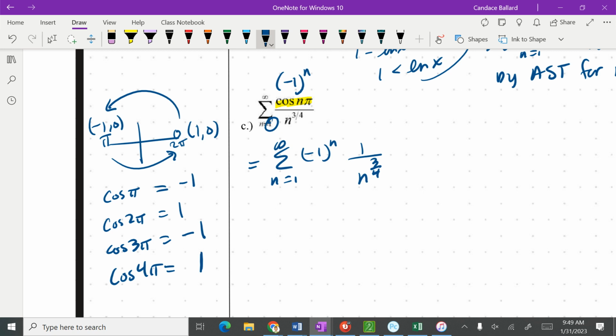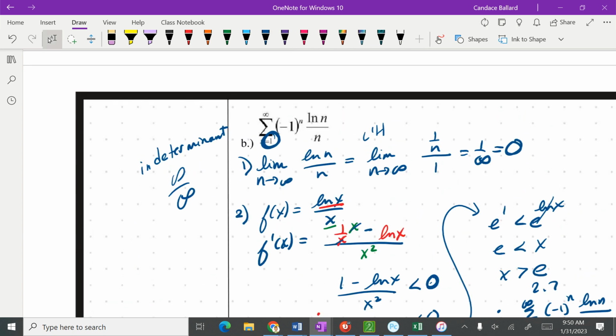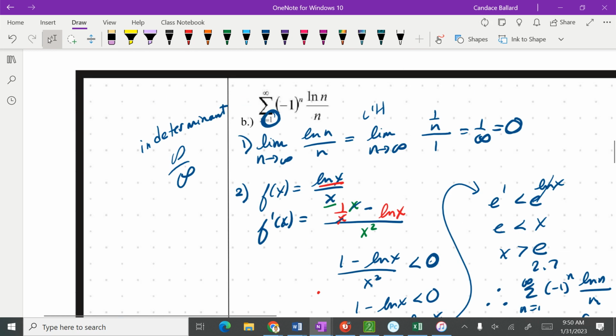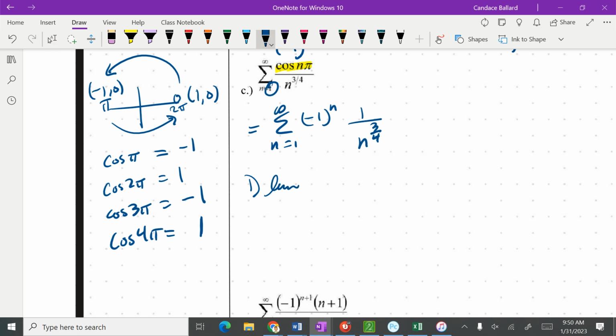Okay, so I know I'm an alternating series. I figured out the -1 to the n thing. So first thing I have to look for, what do I test first? What do I have to do first? Just make sure that the limit as n approaches infinity is 0. So I'm going to do the limit as n approaches infinity of 1 over n to the 3/4. Which means I have 1 over infinity, which is equal to 0. So step 1 checked off, right?